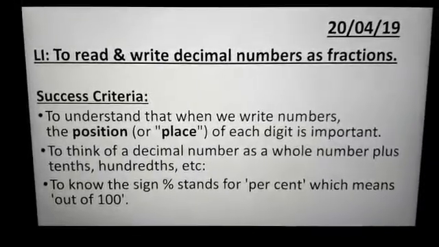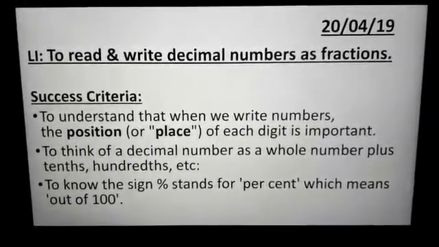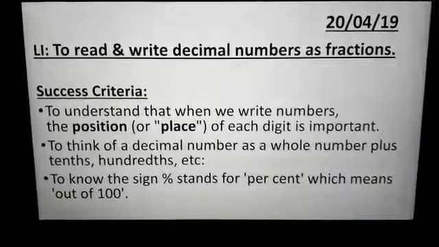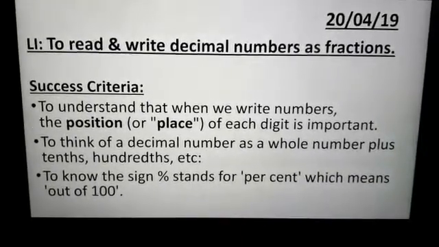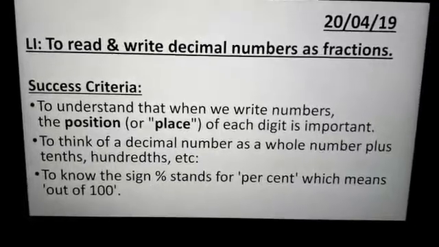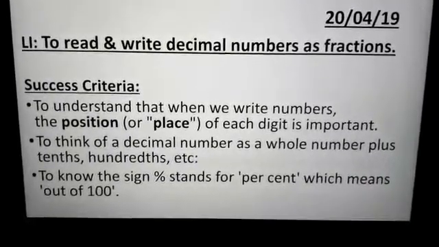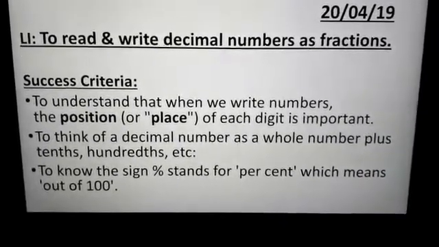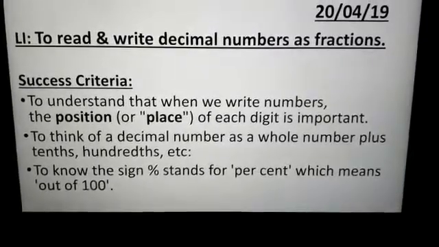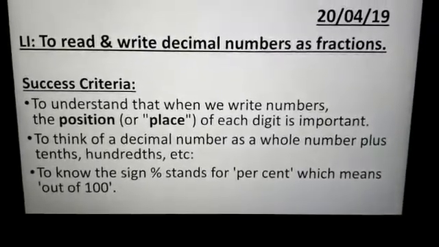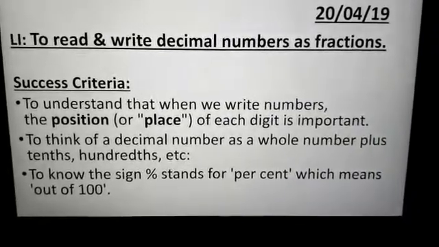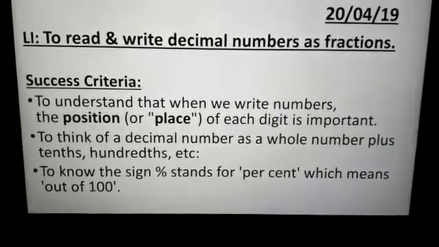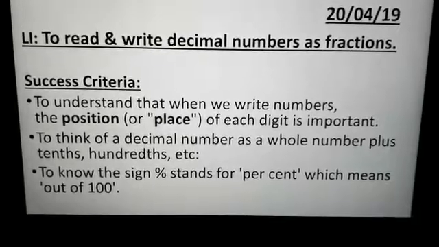For your success criteria, you are going to understand that when we write numbers, the position or place of each digit is important, especially in your place value column. To think of the decimal number as a whole number, plus tenths, hundredths, and so on. And to know that the percent sign, which I've shown you in class, stands for percent, which means out of 100. So that's what percentage means. The number is out of 100.